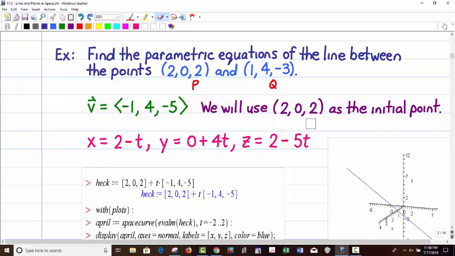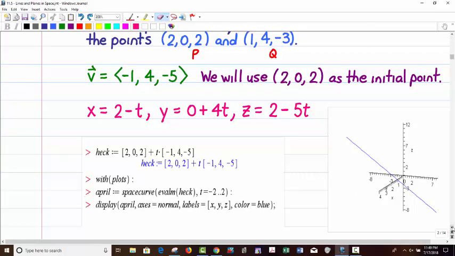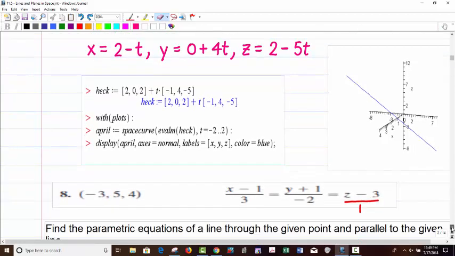But I just used 2, 0, 2 as the initial point. So here's my 2, here's my 0, here's my 2. And then negative 1, 4, negative 5. So you have negative t, 4t, and negative 5t. I left the 0 there, but obviously you can just write that as y equals 4t. And I just happened to graph it for the heck of it. There's that line in space right there.